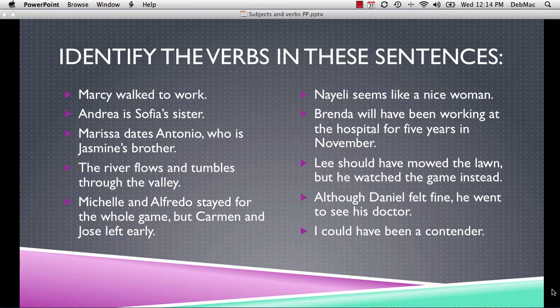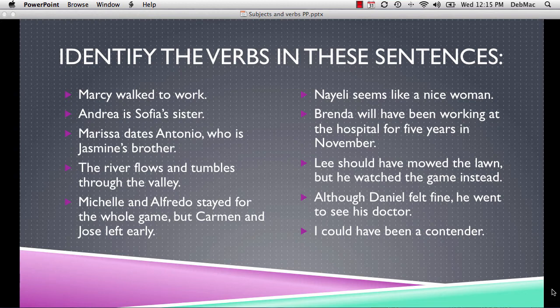The river flows and tumbles through the valley. The verbs are flows, tumbles, both action verbs. Then we have Michelle and Alfredo stayed for the whole game, but Carmen and Jose left early. The verbs are stayed, left. At the top we have Nayeli seems like a nice woman. The verb is seems, a state of being verb. Next sentence, Brenda will have been working at the hospital for 5 years in November. Will have been working is the verb. That's all 4 words. Will have been working is the verb.